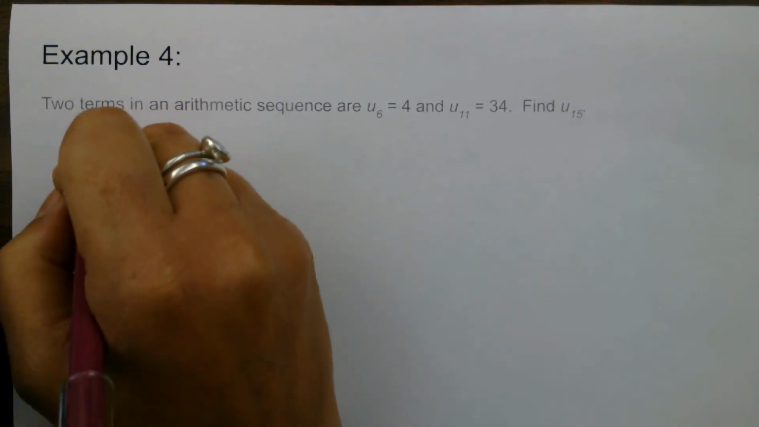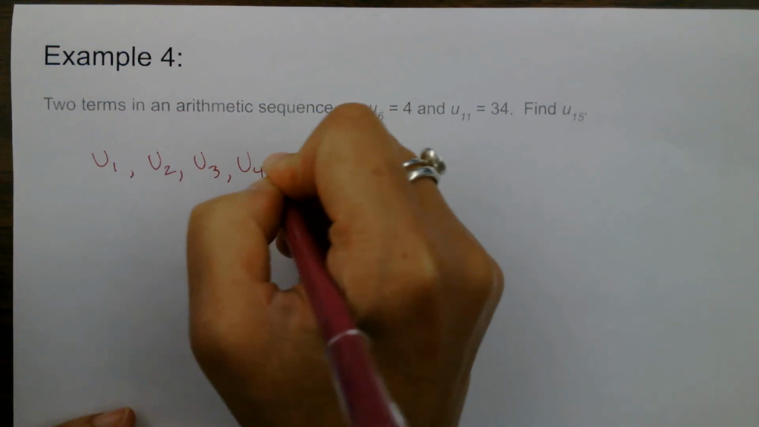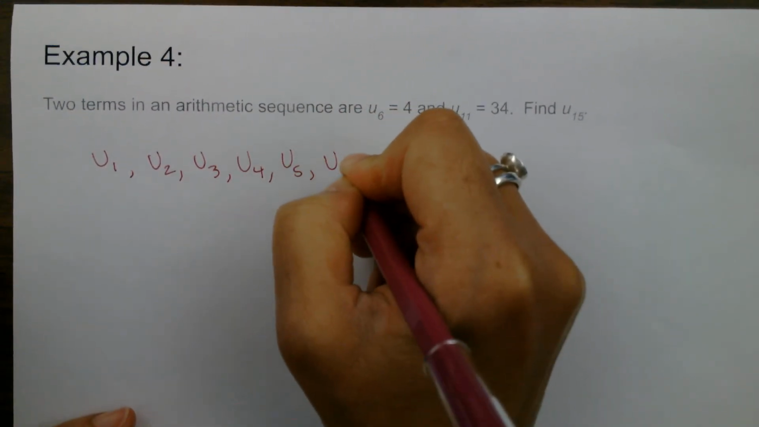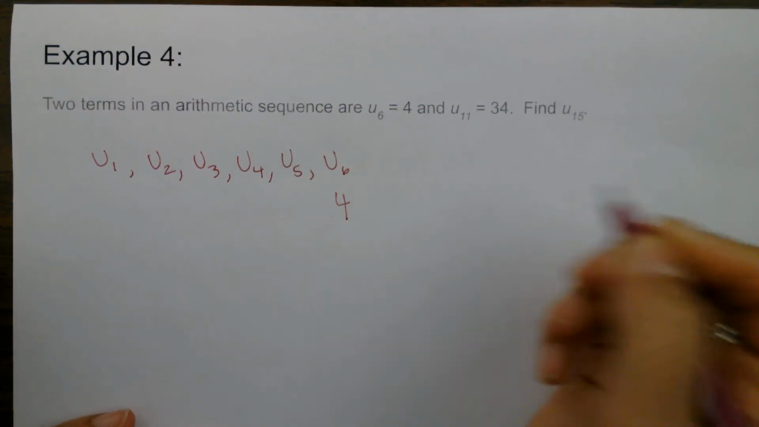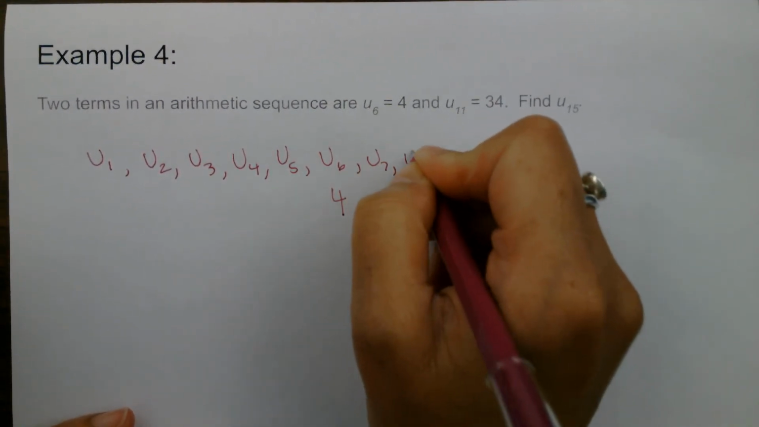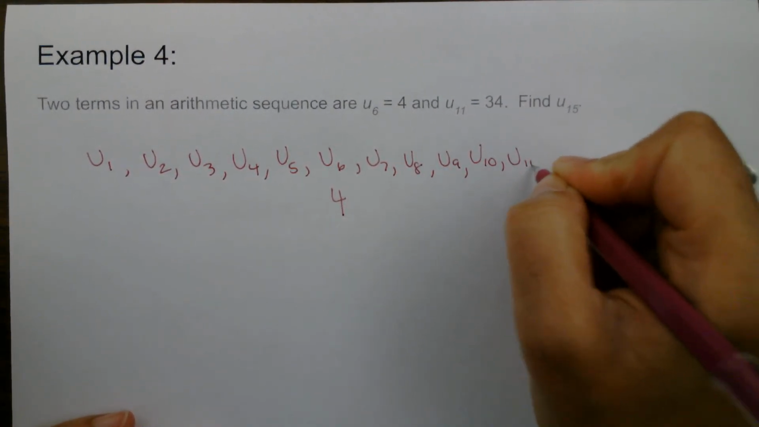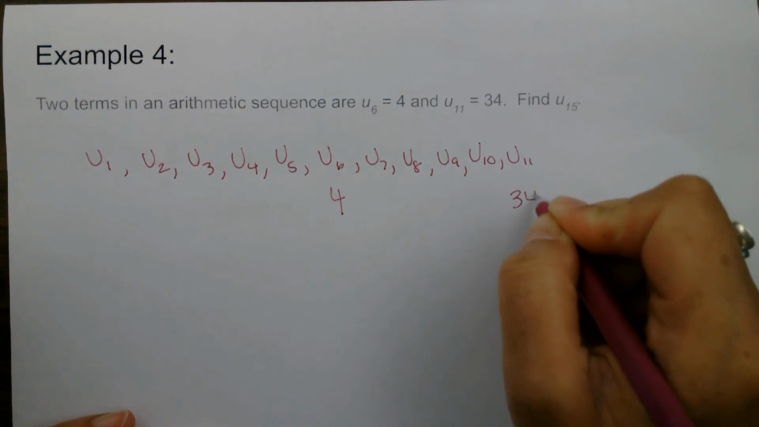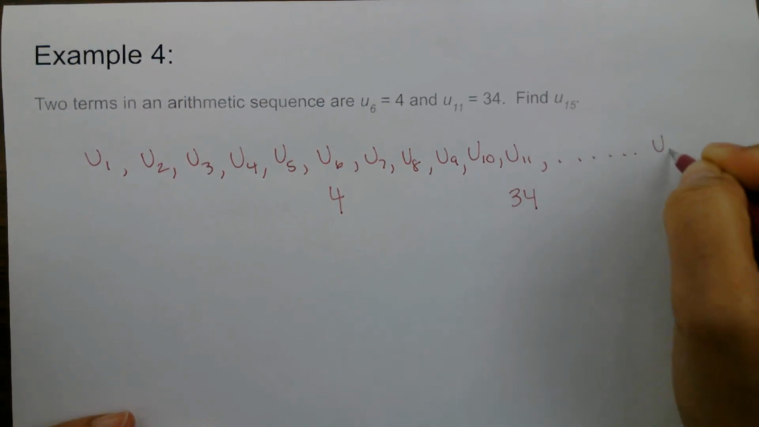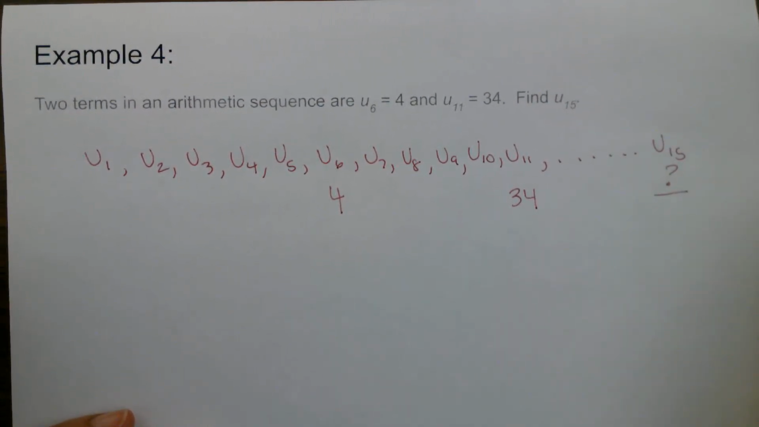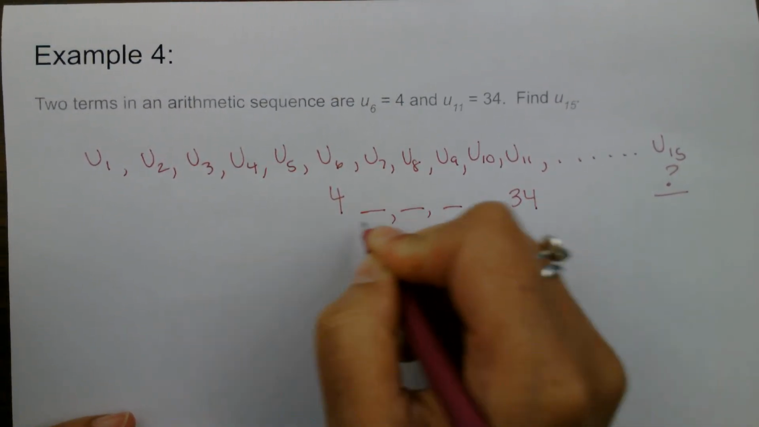So let's just map this out. We don't have u sub 1 or u sub 2 or u sub 3 or u sub 4 or u sub 5. We do have u sub 6, which is 4. Okay, yay. We don't have u sub 7, we don't have u sub 8, we don't have u sub 9, we don't have u sub 10. We do have u sub 11, which is 34. All right, and they want us to find all the way to u sub 15. That's what we're finding. So we don't have u sub 7, 8, 9, or 10. Put some commas in there.